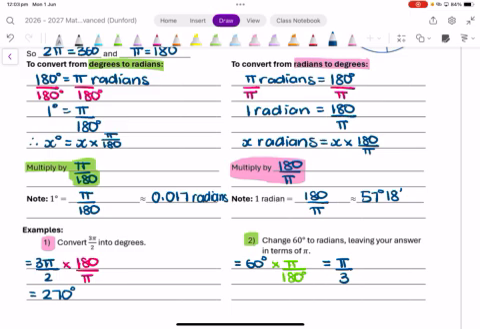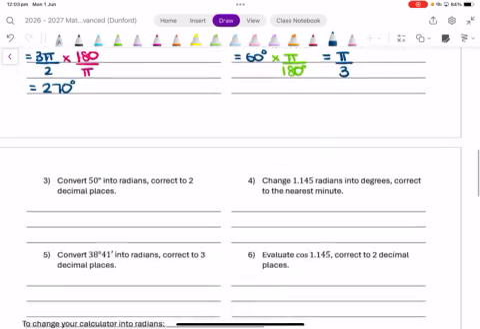Does that make sense? If you have the new calculator, you can go 60 times pi on 180 and it will come up as pi on 3. If you have the old calculator and you go 60 times pi on 180, it's going to give you a decimal. It's not going to give you the exact answer. Pi on 3 is equal to 1.047, etc. But we want to leave our answer in terms of pi. We want those exact values. Okay, moving on to the next page.